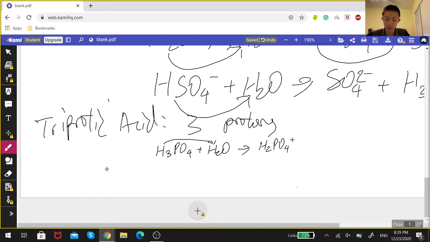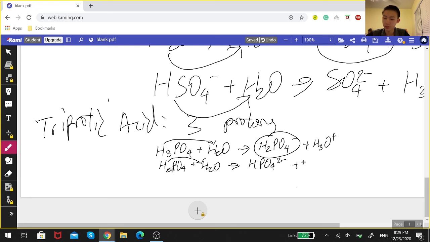Now hydrogen will donate to H2O to form H2PO4 minus plus H3O plus. Now we're going to use this and add it to water 1 more time. Hydrogen will donate itself again to form HPO4 2 minus plus H3O plus. And finally we're going to take this, bring it to our third equation, HPO4 2 minus plus H2O, and hydrogen will donate itself 1 last time to make PO4 3 minus plus H3O plus.